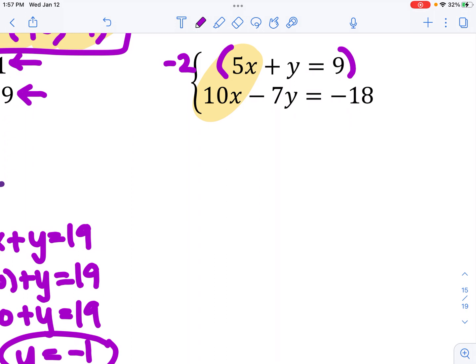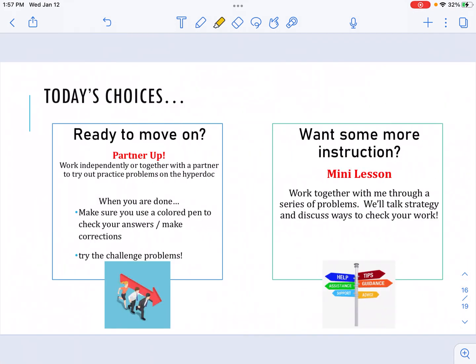Because keep in mind, I can't just multiply that first term. If I decide to make that first term -10x, I would need to multiply everything in that first equation by -2. All right? Now that would be a nice way of getting my x's eliminated. Oops, sorry. Oh my goodness.